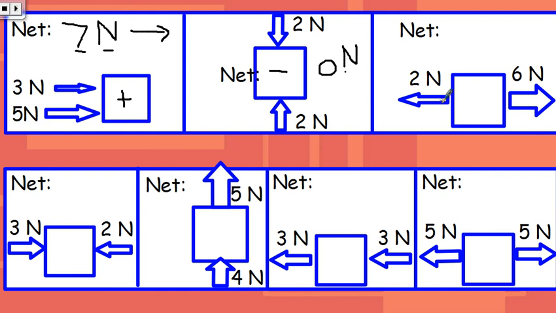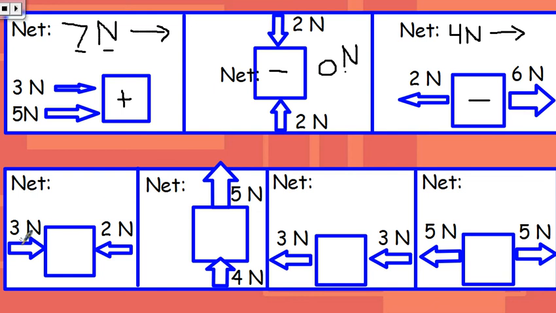This next example, I have 2 newtons pulling to the left, and I have 6 newtons pulling to the right. We know that these are opposite directions, so we are going to subtract. You always subtract the big number minus the little number. We don't want negative numbers. 6 minus 2, you will get 4 newtons going to the right. Since 6 newtons is already going to the right, and that's our bigger force, our net force will also go in that direction.